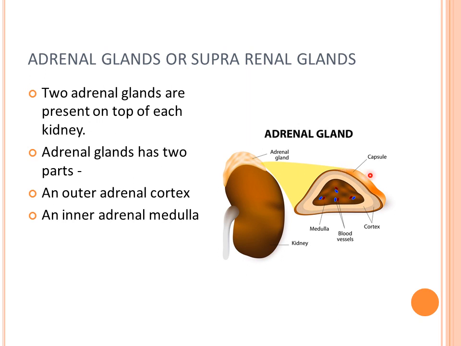And the outer side is called the capsule. So, the capsule, the cortex and the medulla. Now, both these parts separately secrete hormones. The cortex separately secretes hormones and the medulla separately secretes hormones. So, we can say that an adrenal gland has two parts. The outer part is the adrenal cortex and the inner part is the adrenal medulla.